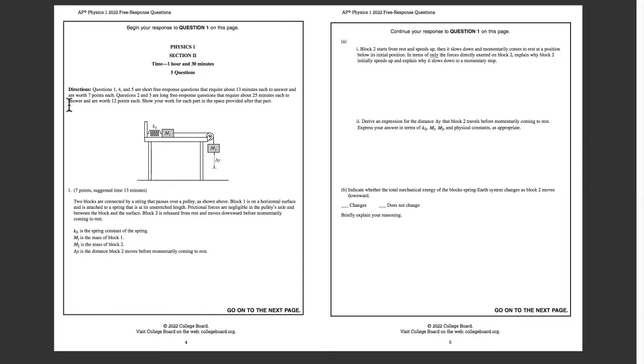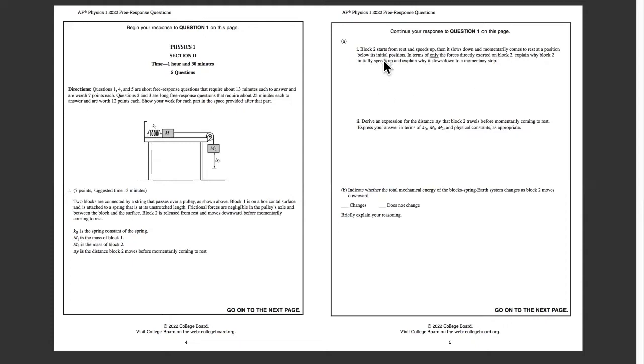All right, so let's go ahead and take a look at question number 1 then. So question number 1, we have 2 blocks connected by a string that passes over a pulley. Block 1 is on a horizontal surface and there is a string that is unstretched. Friction forces are negligible. Block 2 is released from rest, moves downwards before momentarily coming to rest. And the first part is saying that we need to explain in terms of only the forces exerted on block 2, why the block initially speeds up and why it slows down to a momentary stop.